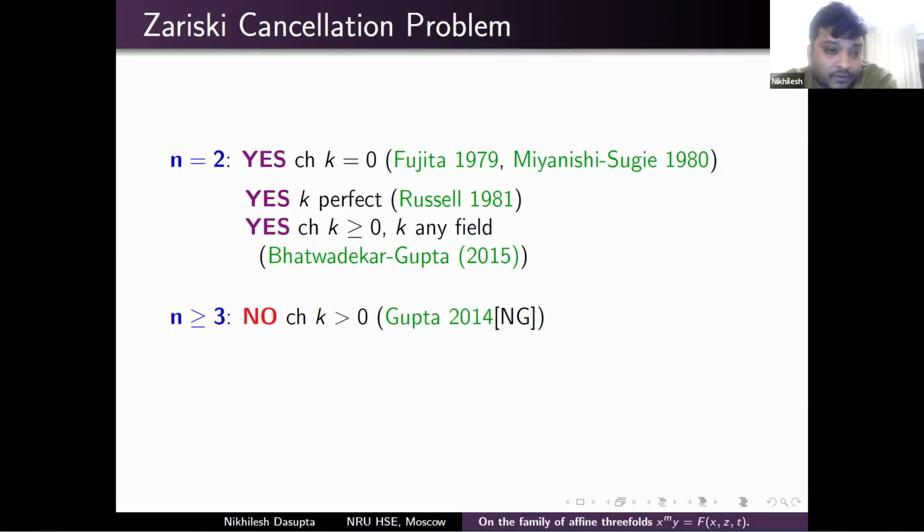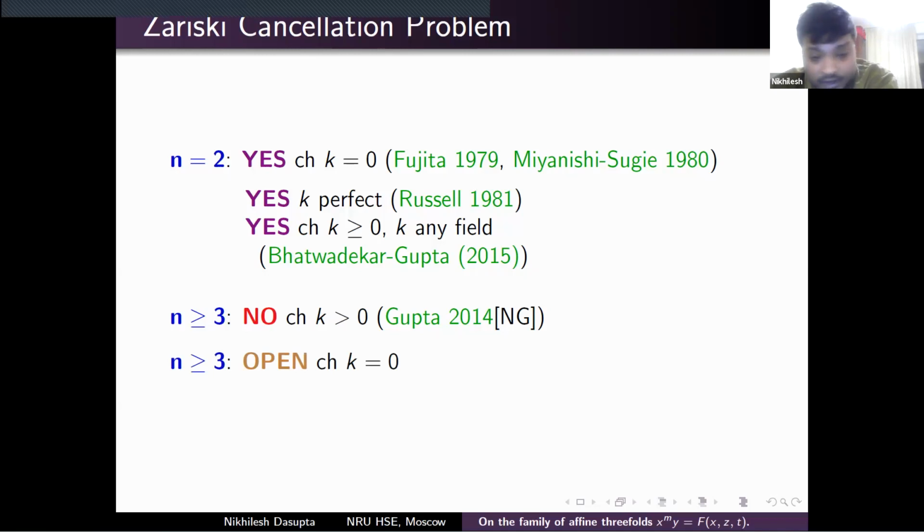Now, for n greater or equal to 3, as we will discuss throughout this series of lectures, it is well known that by this famous result of Neena Gupta of 2014, for positive characteristic, the answer is negative. There are examples of affine domains where, if you adjoin one variable, it will be a polynomial algebra in 4 variables, because we have n equal to 3 here, but the original ring will not be a polynomial algebra in 3 variables. And for characteristic 0, well, the question remains open. We don't know what is the case.